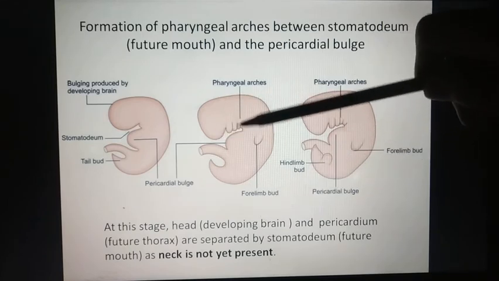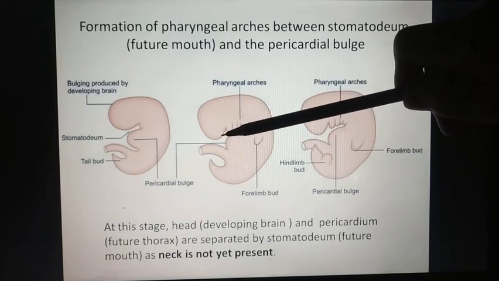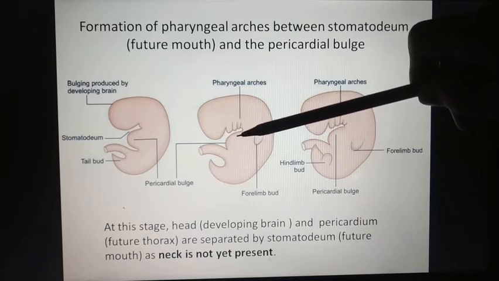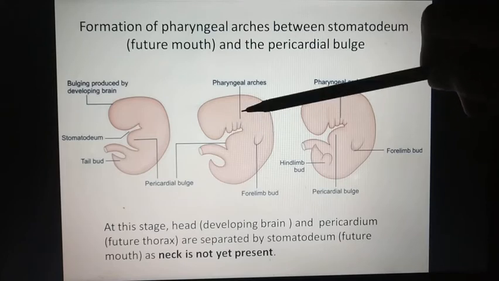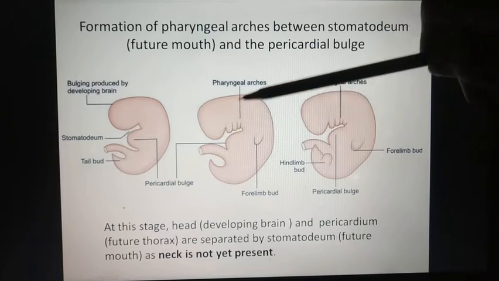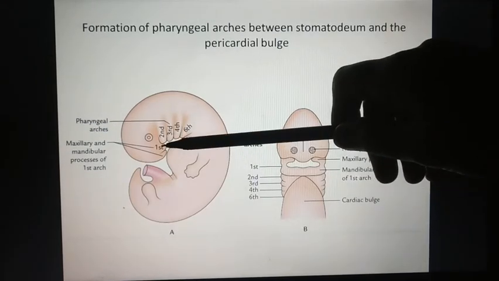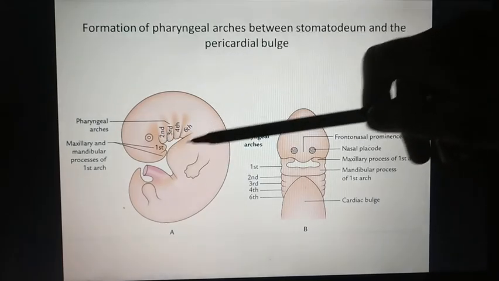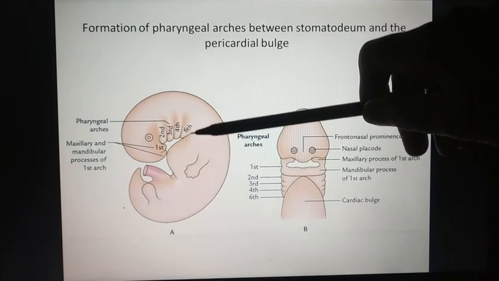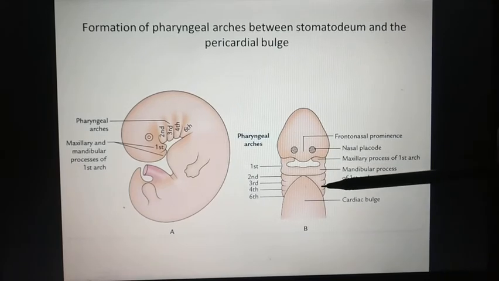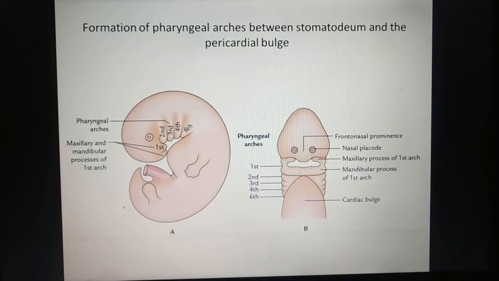Now, how is the neck formed? Here will be the stomatodium and this is the pericardial bulge. Between stomatodium and pericardial bulge, mesodermal swellings in a series will develop. These are called pharyngeal arches. These pharyngeal arches are mesodermal thickenings developing between the stomatodium and the cardiac bulge, and they will lead to formation of the neck in the baby.